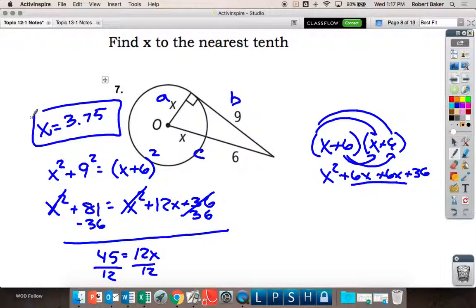And then here's where the dagger comes in. The hardest question of the day. What is 3.75? 15. The radius. Did anybody make that connection? Oh, the radius. Now x is 3.75.